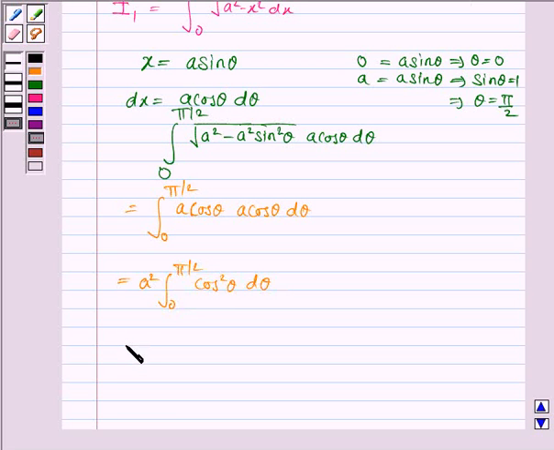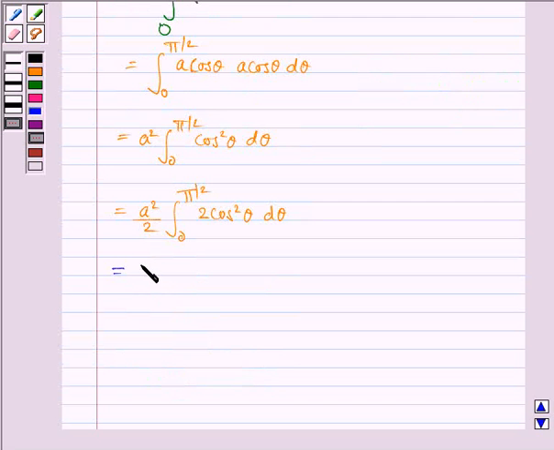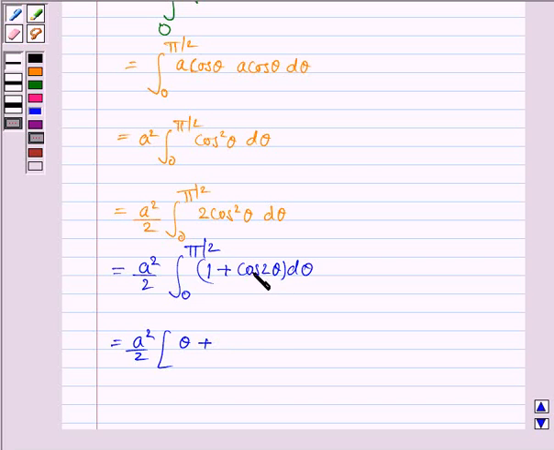d theta. Now we multiply and divide by 2 to apply the formula of 2 cos square theta. 2 cos square theta is equal to 1 plus cos 2 theta d theta. Now we integrate this. Integral of 1 with respect to theta is theta, plus the integral of cos 2 theta is sine 2 theta upon 2, where the lower limit of theta is 0 and the upper limit of theta is pi by 2.